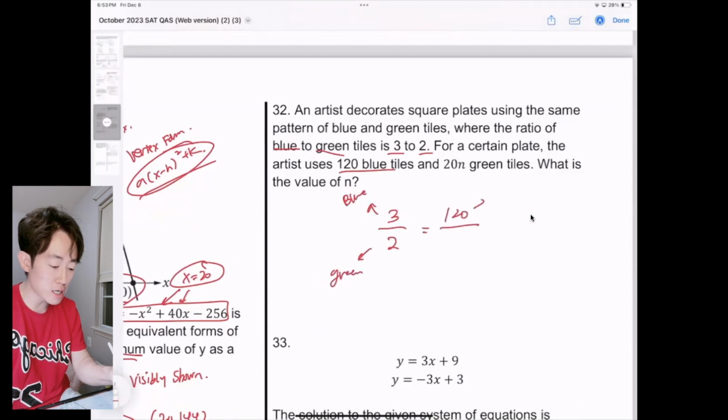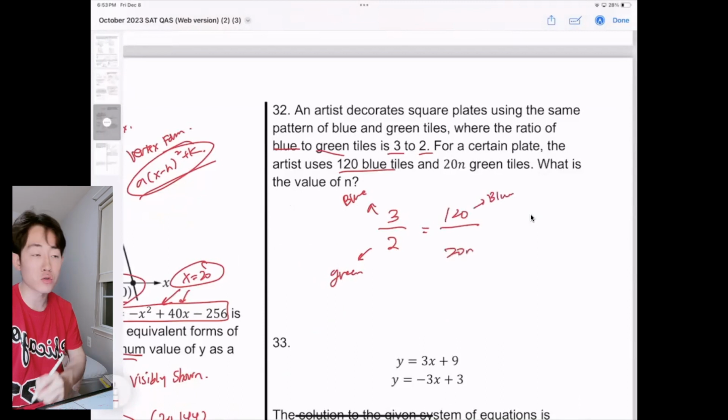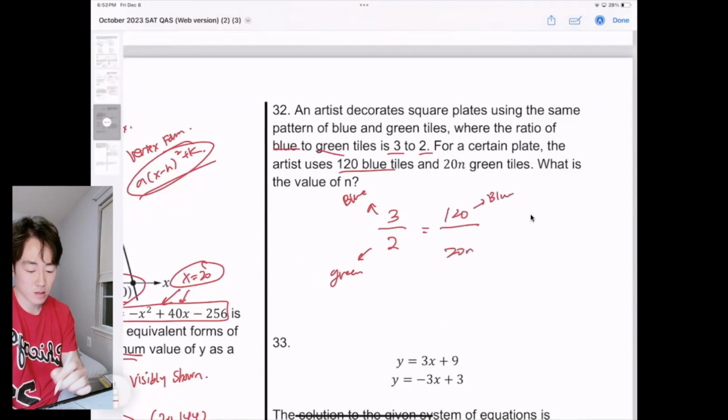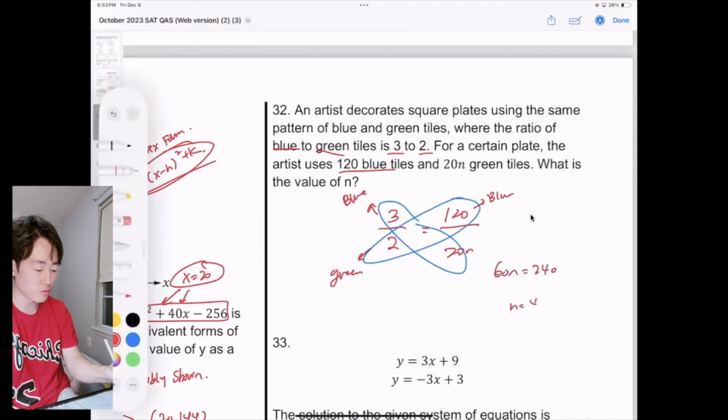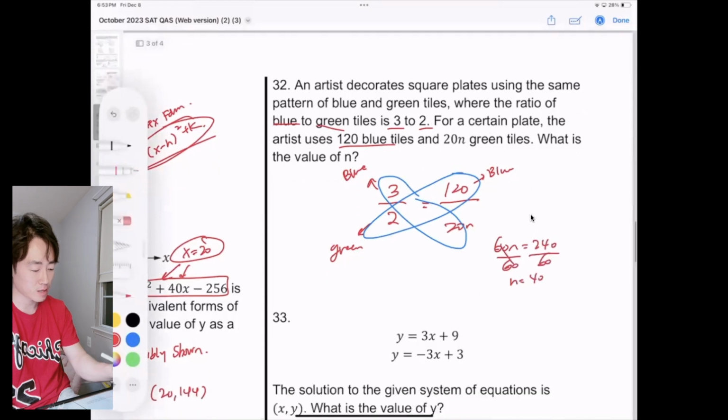Ratio, 120 blue and 20 n green. What is the value of n? Must I say more? Cross multiplication. 60 n is equal to 240, n is equal to 40, divide both sides by 60.